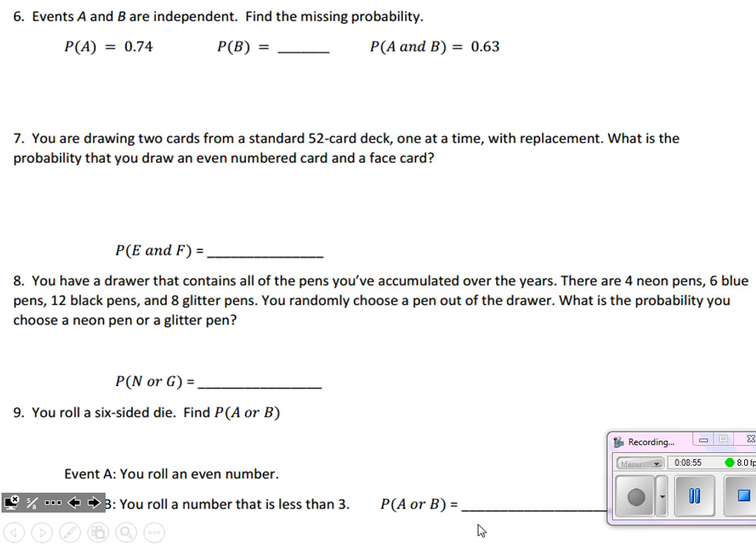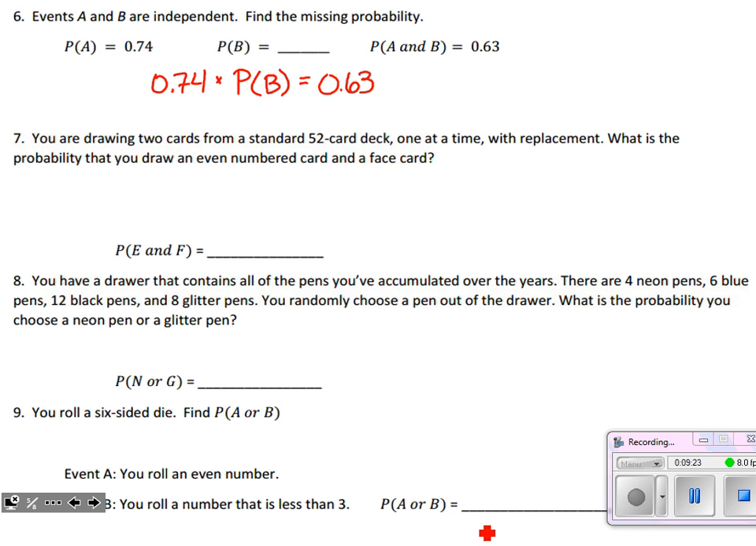Moving on, number 6, events A and B are independent. Find the missing probability. Well, independent, that means we're multiplying together, right? And you can see it says probability of A and B. Okay, but we've got to find one of the pieces along the way. So we're multiplying those together. That means that 0.74 times, I'm just going to use an X so I don't mix up my decimal points there, whatever the probability of B ends up equaling, that is going to make 0.63.